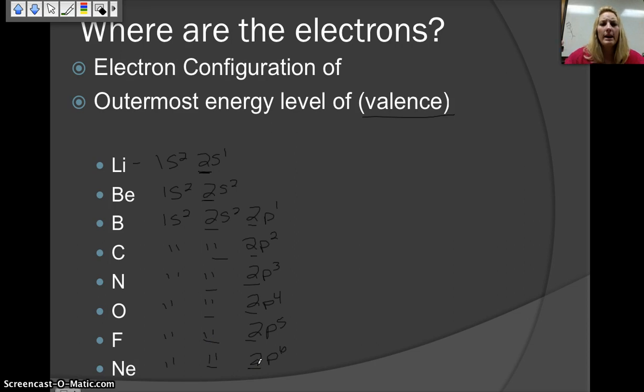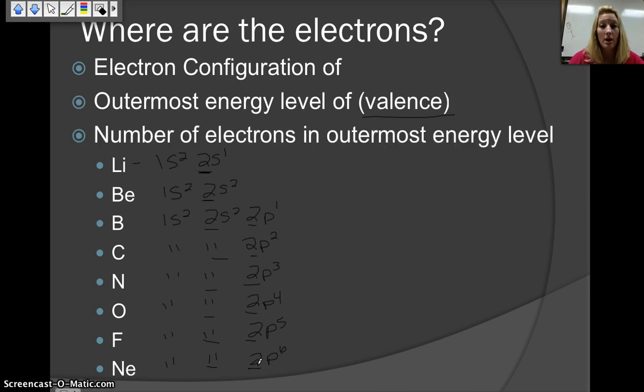Well, we like to look at that outermost energy level, but what's really important are those electrons. So how many electrons are in that outermost energy level? That was our valence energy level, so that means that these are going to be our valence electrons. So if we take a look at lithium, in the outermost energy level, there's 1 electron. In beryllium, there's 2 electrons. Boron, we have a 2s and a 2p. They're both the outside energy levels, so we have 3 electrons.